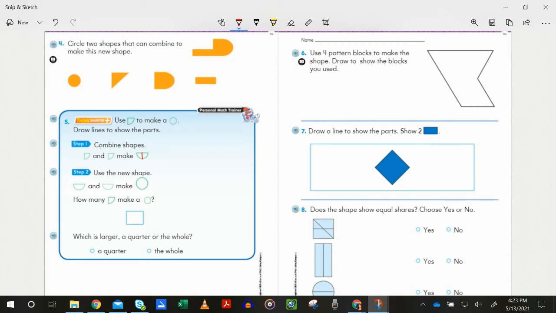Okay, so you're going to use 4 of the shapes to make this bigger shape. And then you can come draw lines on this bigger shape to show how it's broken into these smaller shapes. Okay, if that's confusing, that's okay. This one's made to be a little tricky. So don't feel bad if you're not sure how to do this one, but give it a try.